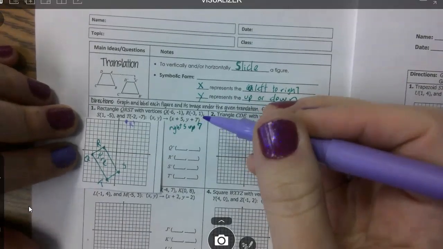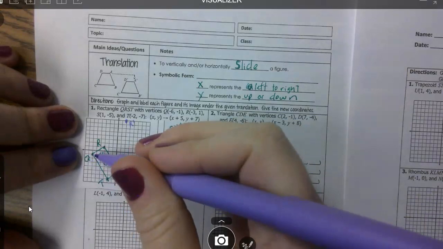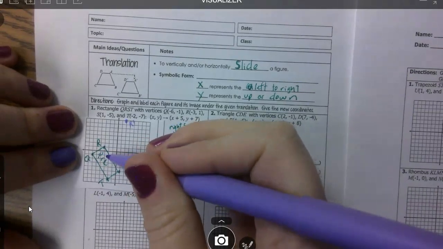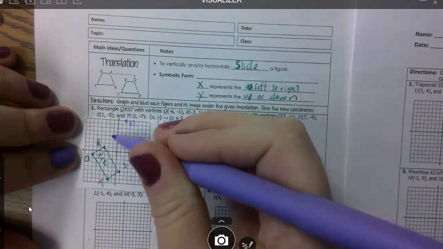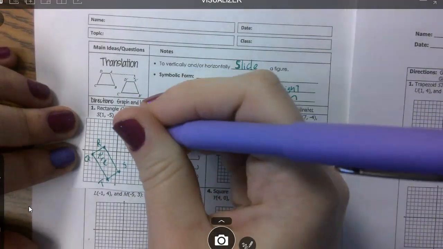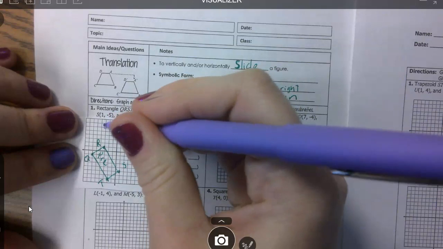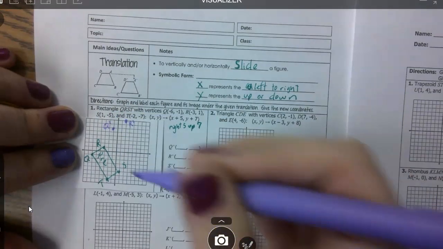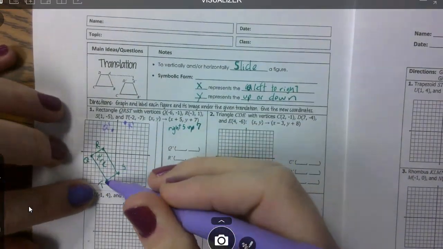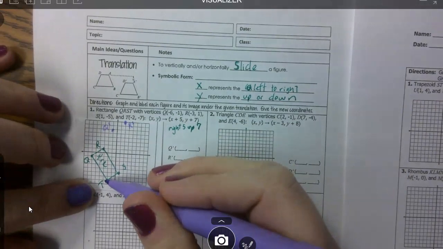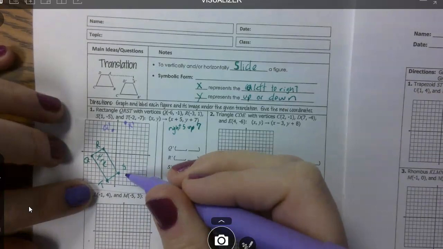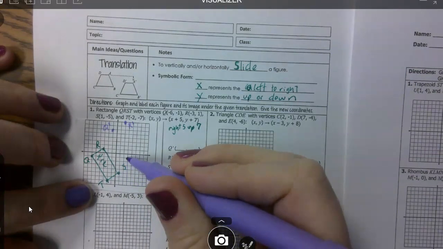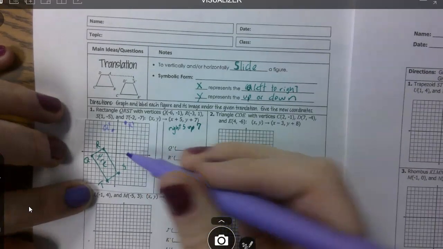So right 5, up 7. 1, 2, 3, 4, 5, up 7. 1, 2, 3, 4, 5, 6, 7. There is Q prime right there. Now we're going to take T. Right 5, up 7. 1, 2, 3, 4, 5. 1, 2, 3, 4, 5, 6, 7. There is T prime.